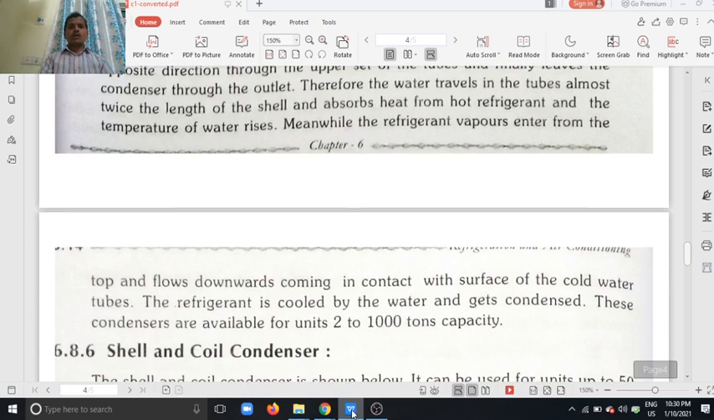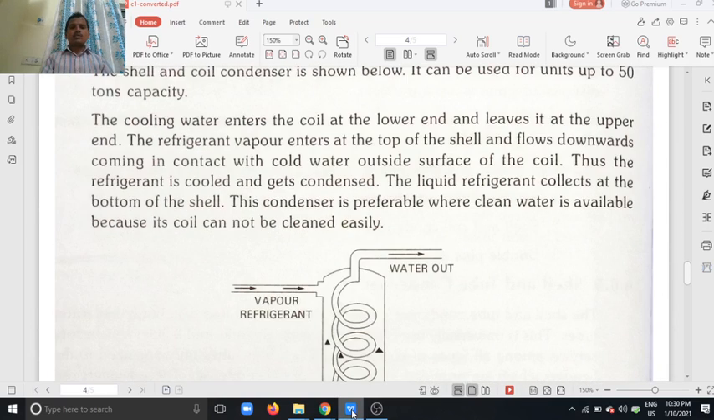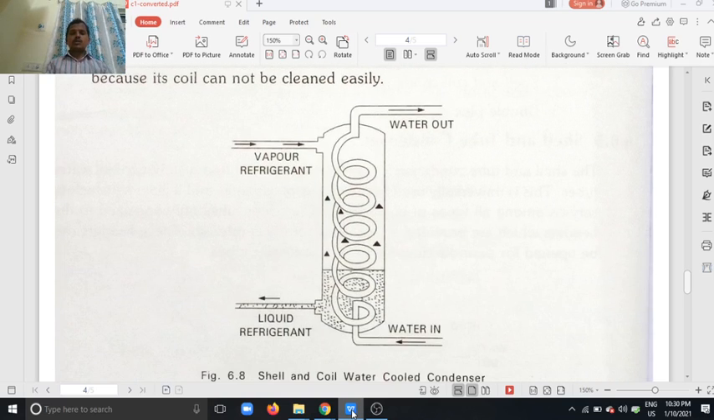Next, the shell and coil type. In this shell and coil type, the shell is located in a vertical position. In the case of the shell and tube condenser, it is located in a horizontal position. So in the shell and coil type condenser, the position is vertical. The water enters from the bottom into the coil. In this coil, the water is circulated.